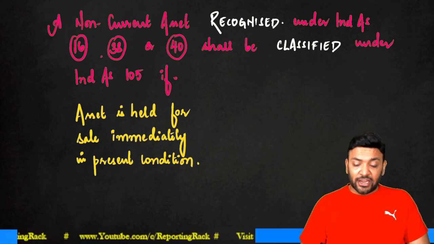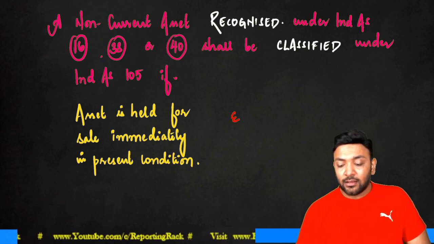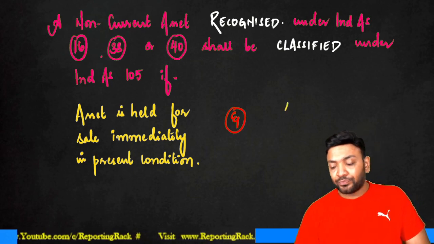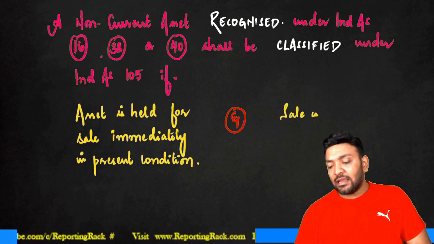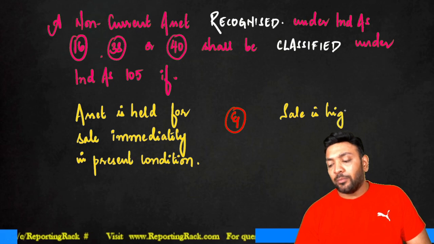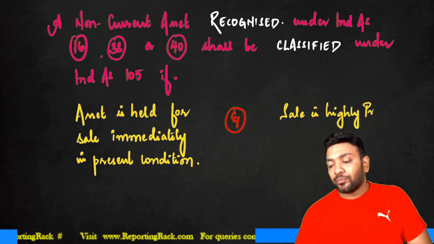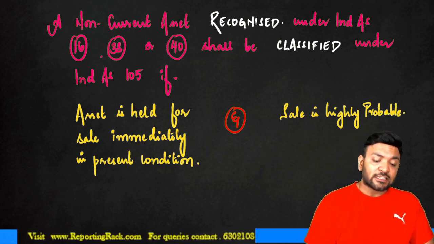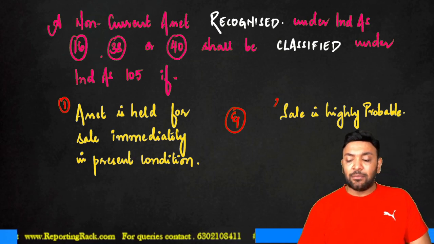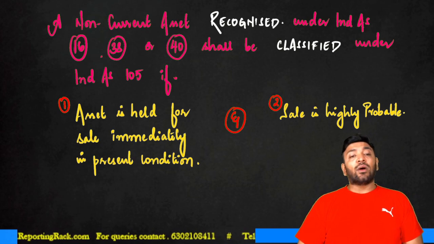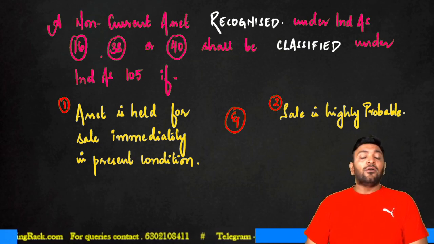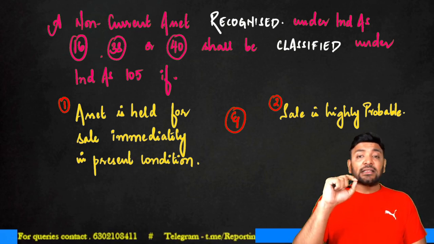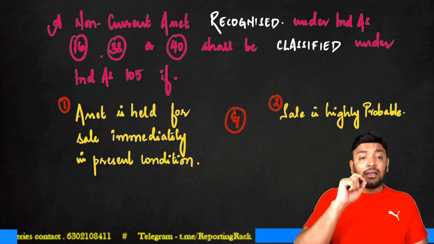The second criteria for classifying it as non-current asset held for sale: sale is highly probable. These are the two conditions. The first condition is that the asset is held for sale immediately in present condition. Second, that the sale is highly probable. Whenever you satisfy these two criteria, an asset which was earlier recognized under 16, 38 or 40 shall be classified under Ind AS 105.